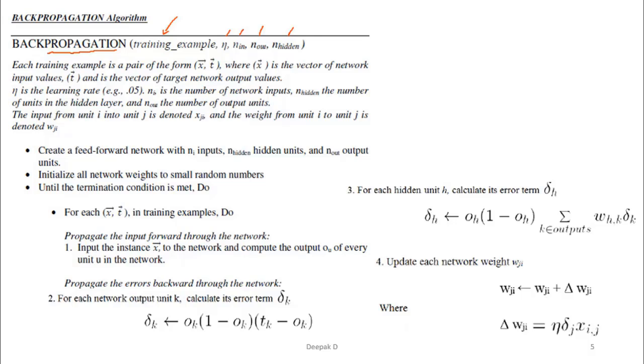The first thing is each training example is a pair of the form x comma t, where x is the vector of network input values and t is the vector of target network output values. Next is eta, which is called the learning rate. Here the learning rate is kept as small as possible, for example 0.05.